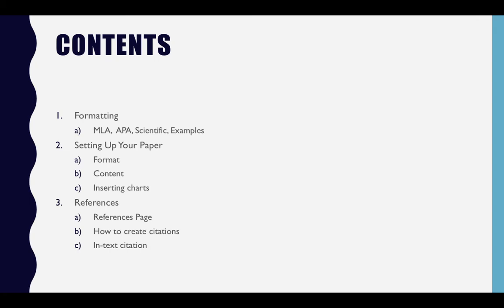And then I do want to go over, this should be under the heading of format, but how you would actually insert a chart. Because in your results section, you may need to actually chart some of the information that you've gathered in your experiment, and I want to show you how to do that and actually have it in your paper. And then the last thing I want to go over in this video is the references. How to set up the references page, how to create those citations, and how to put what is called an in-text citation actually in the body of your paper.